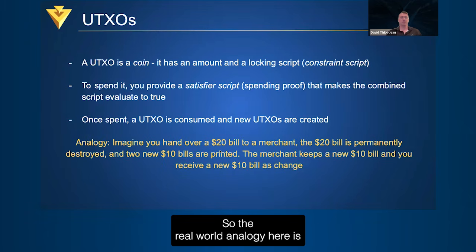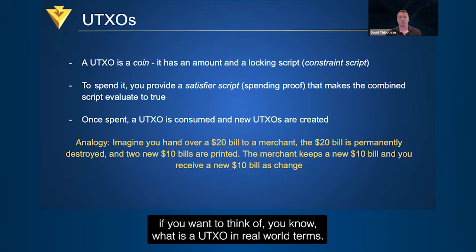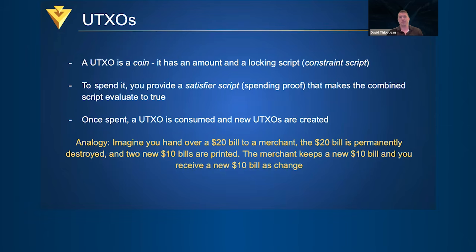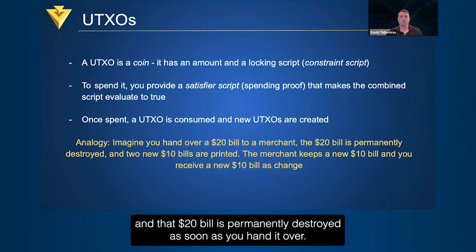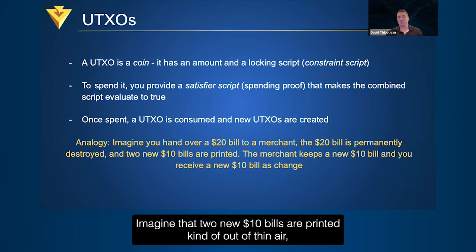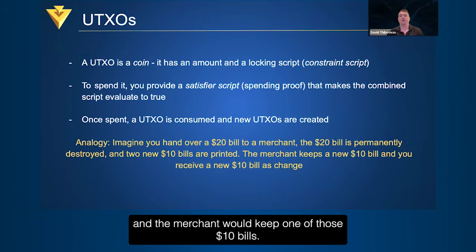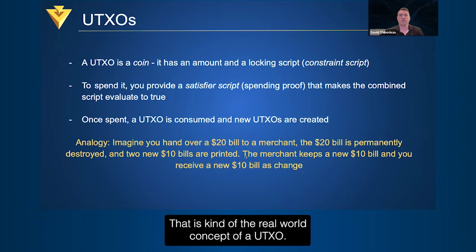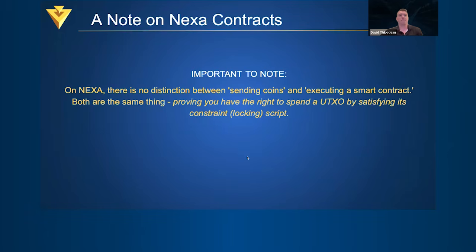So the real world analogy here, if you want to think of what is a UTXO in real world terms? Imagine you hand a $20 bill to a merchant, and that $20 bill is permanently destroyed as soon as you hand it over. Imagine that two new $10 bills are printed out of thin air, and the merchant would keep one of those $10 bills. You would receive a new one as change.